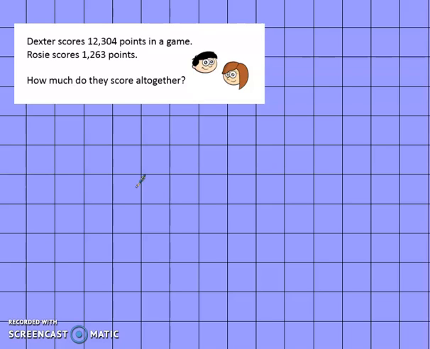Right, so we're going to do this word problem together. So I'm going to read it out loud and maybe you can try and work it out as I'm talking. Dexter scores 12,304 points in a game. Rosie scores 1,263 points. How much do they score altogether? So you've got to think now, when they say altogether, that means the sum of both of the points. So we need to work out what those points are together.